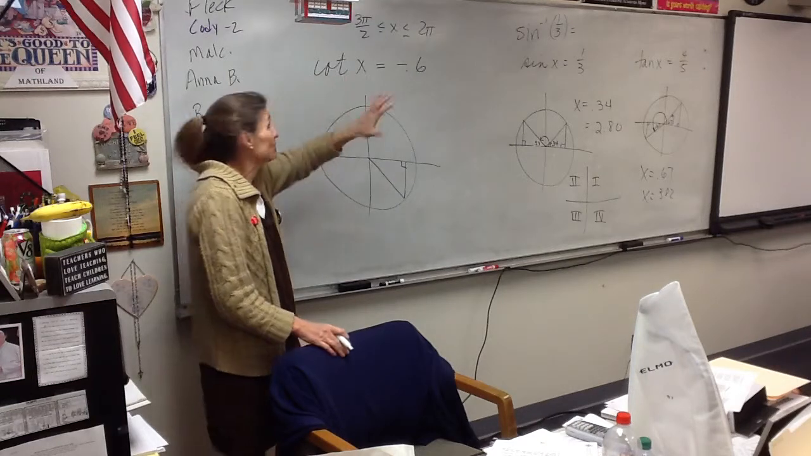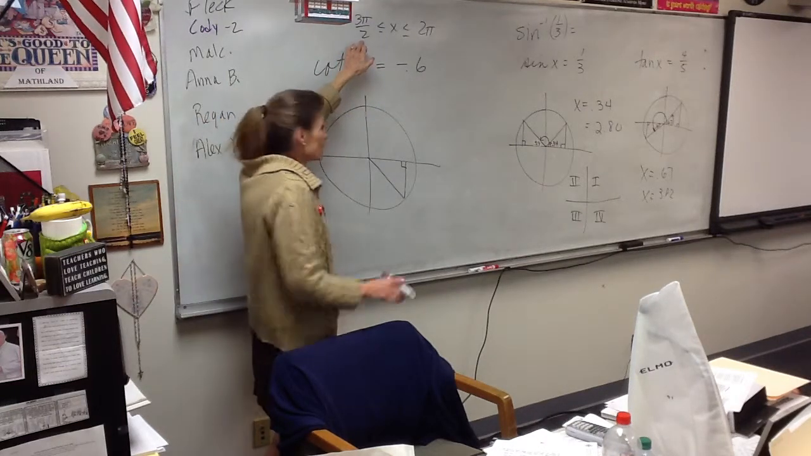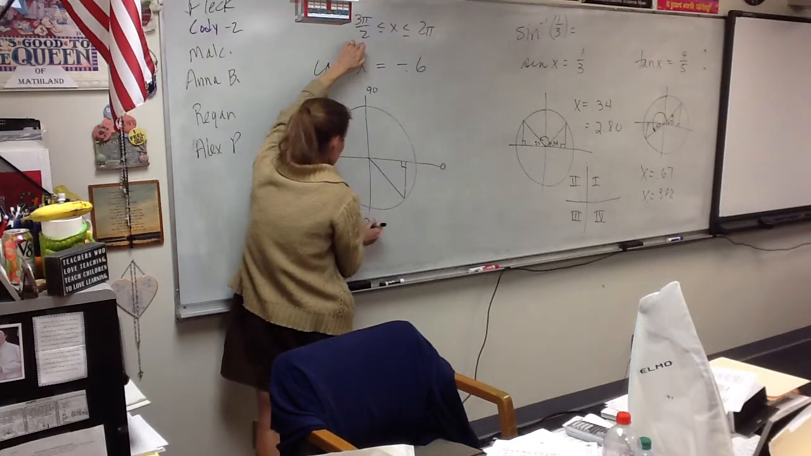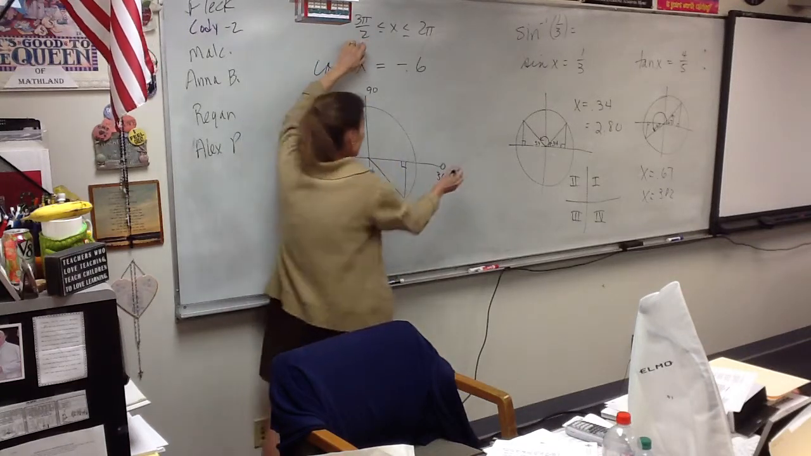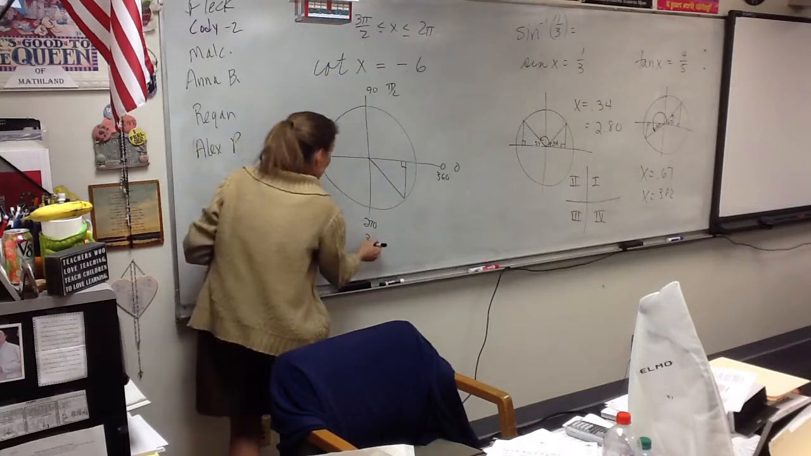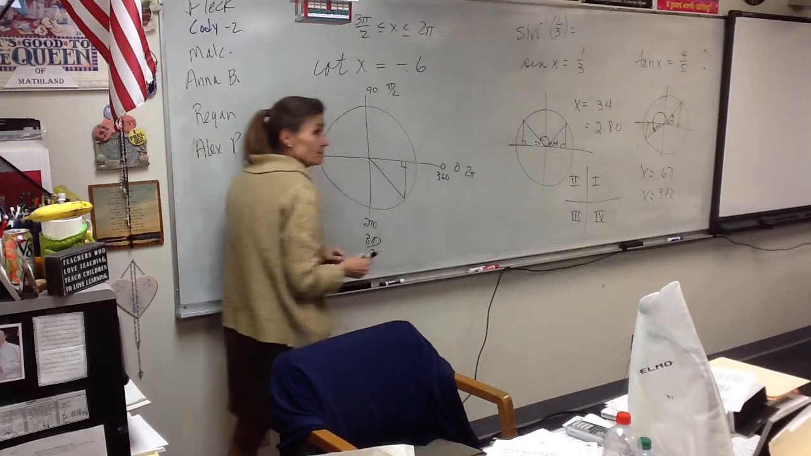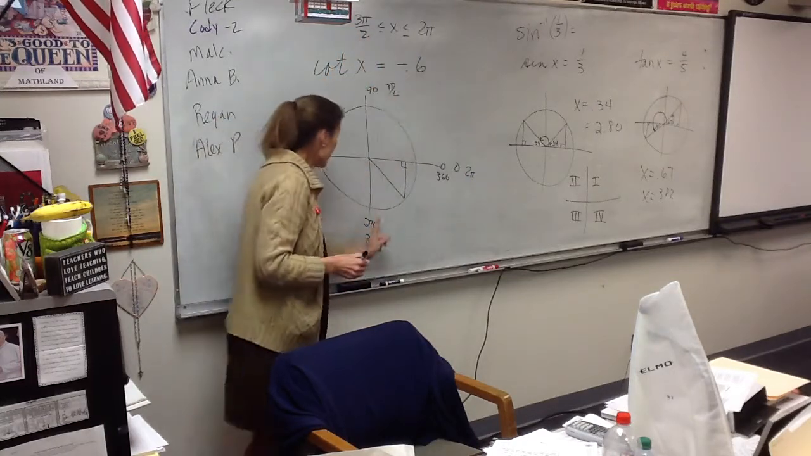Now, in case you're confused about how he knew that was the bottom right quadrant, remember 0, 90, 180, 270, 360, right? In radians, that's 0, half pi, whole pi, 1.5 pi, and 2 pi. So if we're saying 1.5 to 2, that's right here.